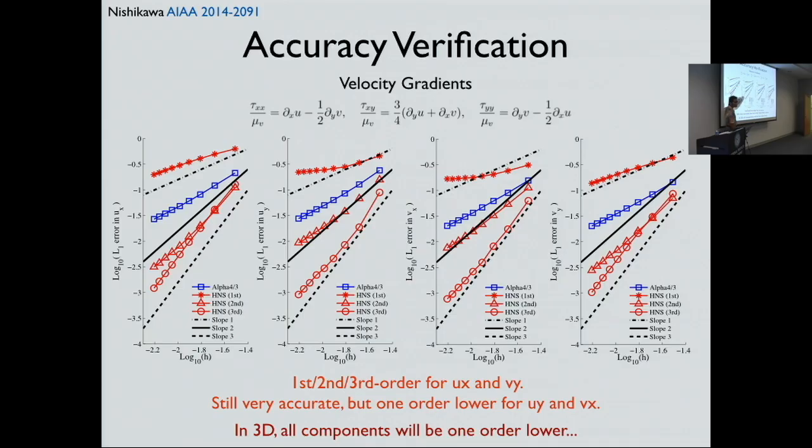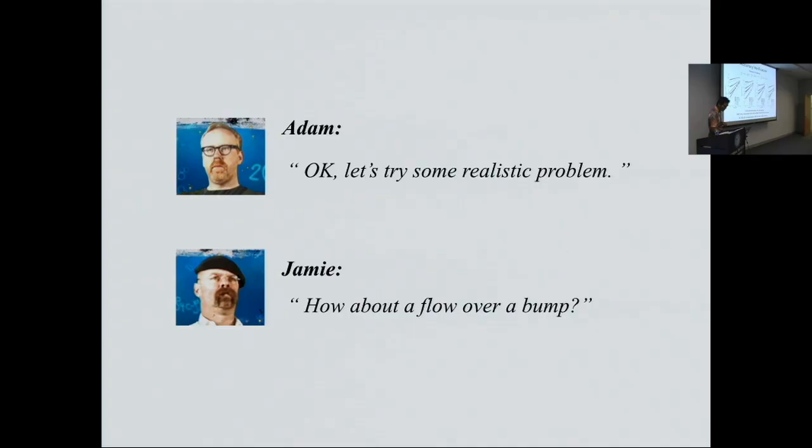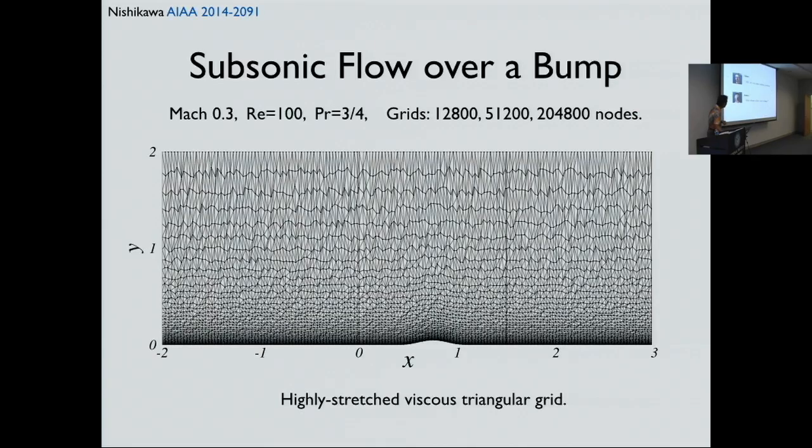But actually, this 2D case is very special. In 3D, all components will be one order or lower. I cannot solve even for ux and vy because of the Stokes hypothesis. So this requires a new approach, and that's what I'm working on right now in order to get first, second, third order velocity gradients. But anyway, we can now try some realistic problem in a simple case like bump flow.